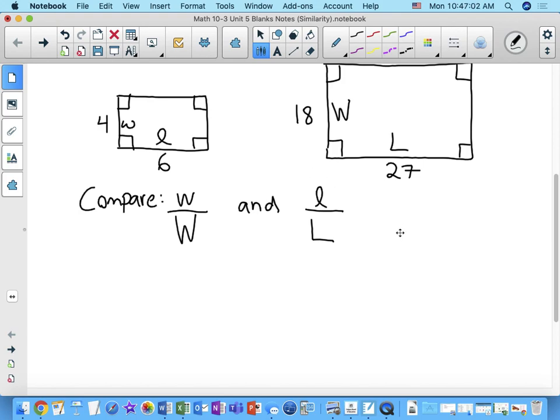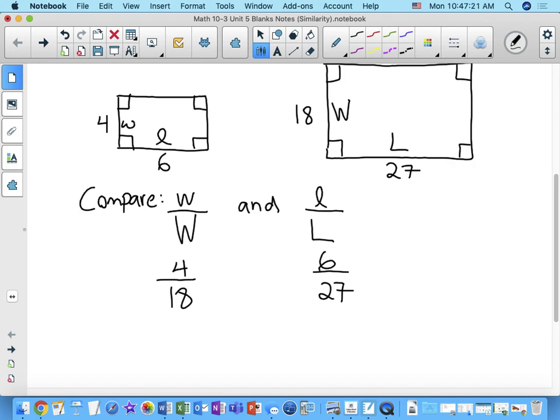If I look at width to width, what's the size of the smaller width? 4. And the bigger width? 18. Okay, and the smaller length? 6 over 27. Okay. Now, can I reduce that?